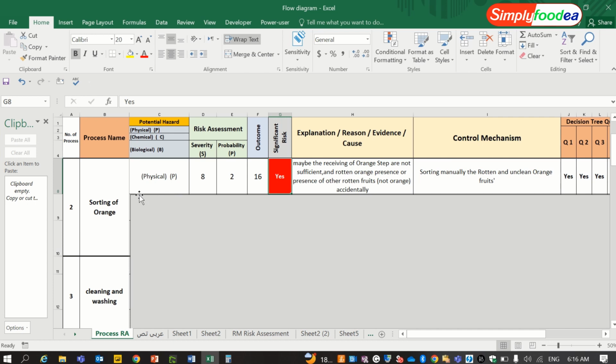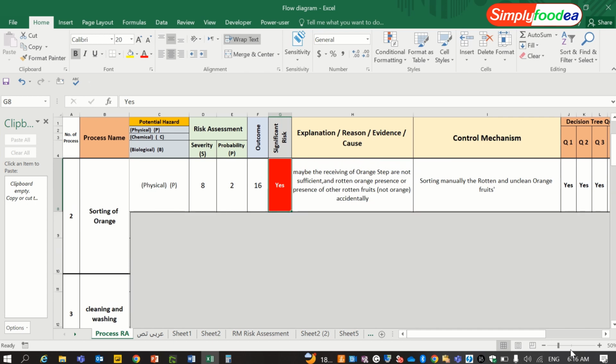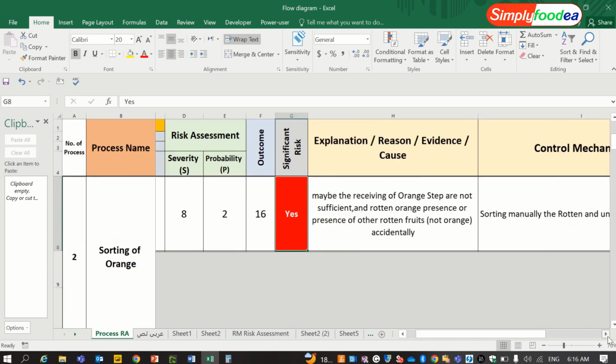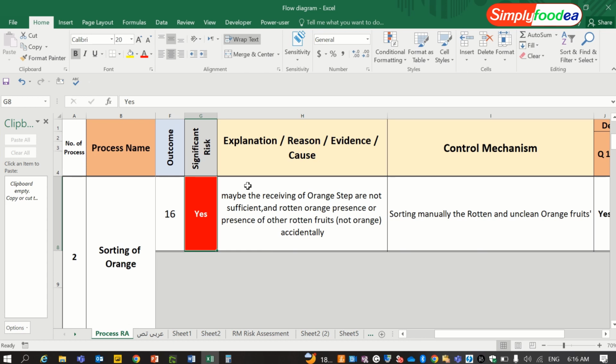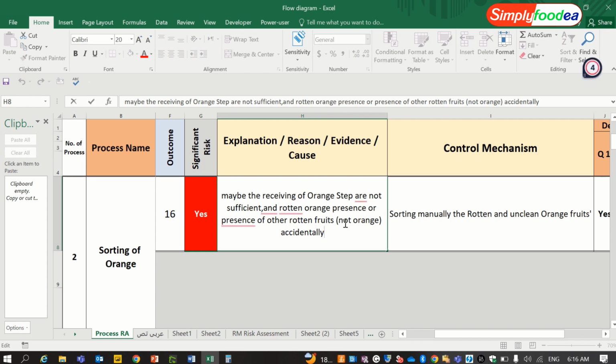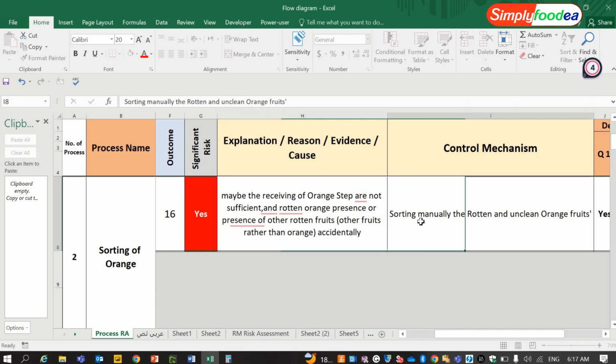So why, the explanation of this point: maybe the receiving of orange step is not sufficient, which is step number one, with rotten orange presence or presence of other fruits, not orange, so there is possible contamination. So we can mention here, maybe not only rotten fruits, but other fruits rather than orange. Okay.